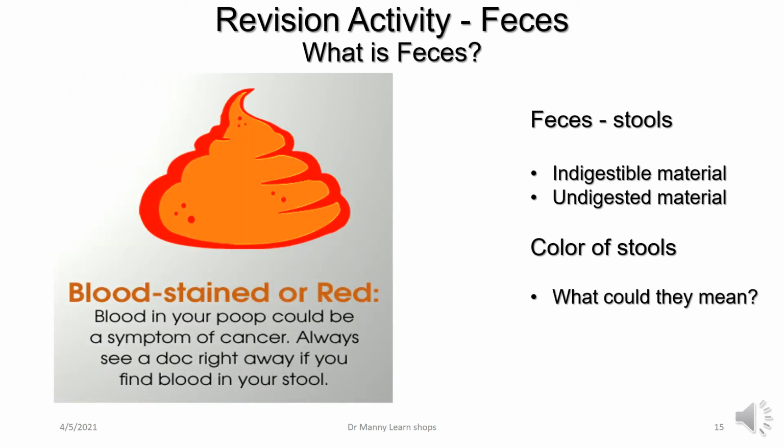Then you've got blood stained or red, and you better be worried. If you see this, you need to alert the physician that your patient or yourself has got a problem. And typically blood in the stool could be a symptom of carcinoma. So you should always see a doctor if you find blood in your stool. Bright blood in your stool typically means it's at the lower end. It could be related to hemorrhoids. It could be related to some form of injury. It could be related to cancer.